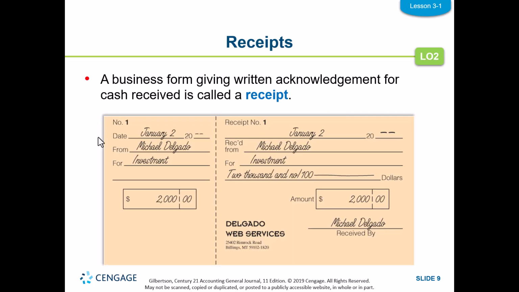A receipt, which is a business form giving written acknowledgement for cash received, would also be another source document. So you receive cash from somebody, you give them the right hand side just as a copy for their records. But again, we'd have the left hand side for ourselves.